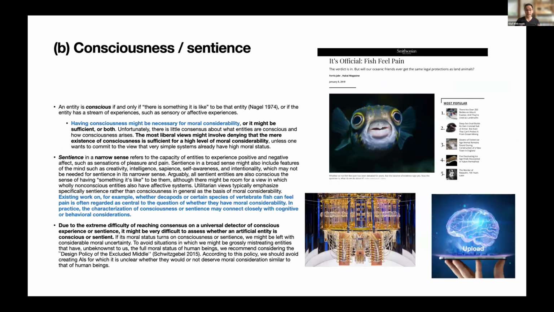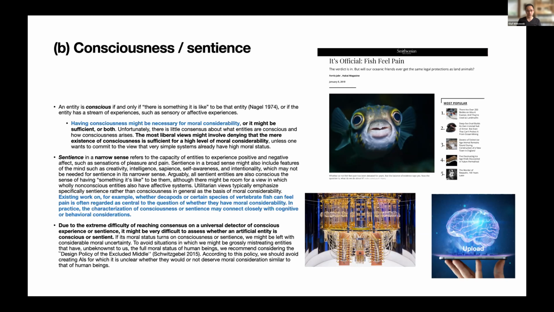Second is consciousness. I could spend so much time on this, and yes, I did read a lot, and still don't understand exactly what everyone means. But what we gain as an understanding is that having consciousness might be necessary for moral considerability, or some degree of it, or it might be sufficient, or a bit of both. So the most liberal views might involve denying that the mere existence of consciousness is sufficient for a high level of moral considerability.